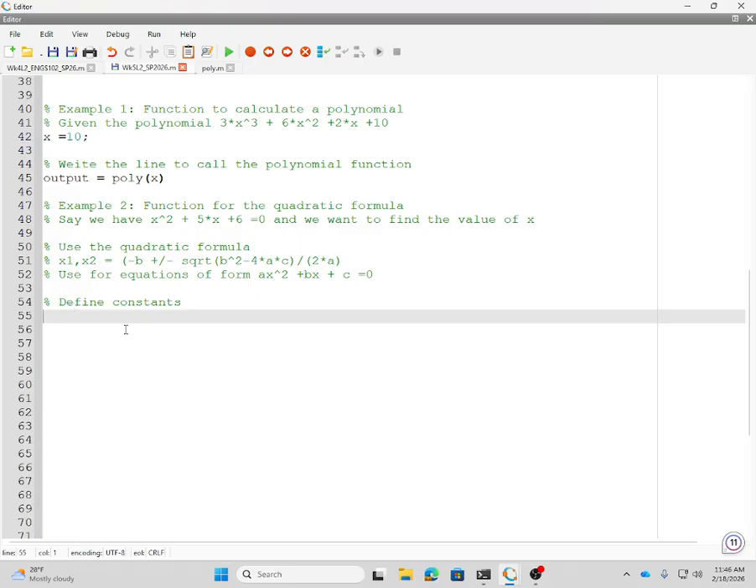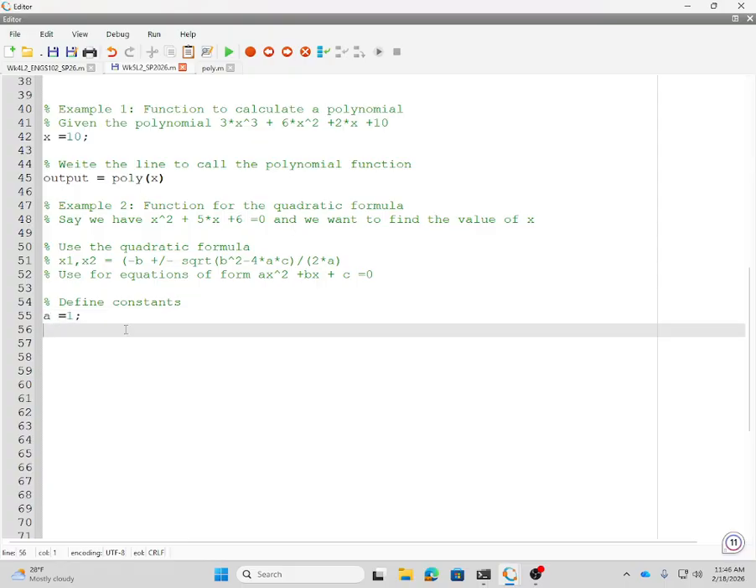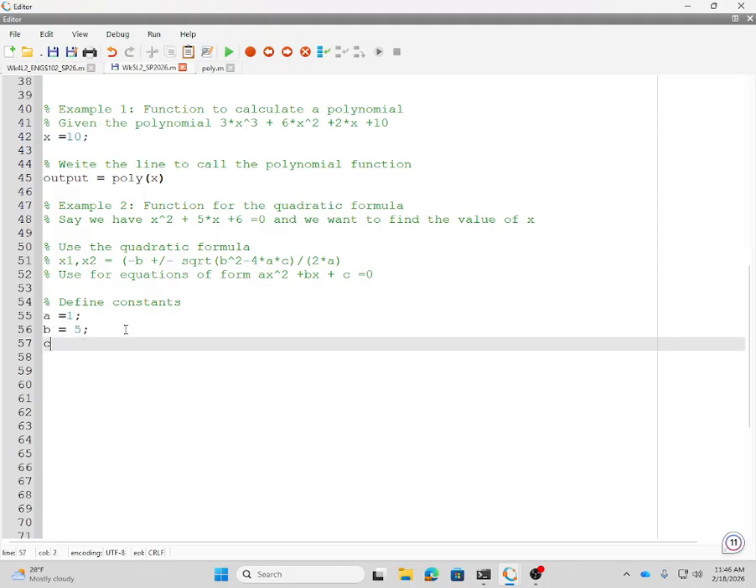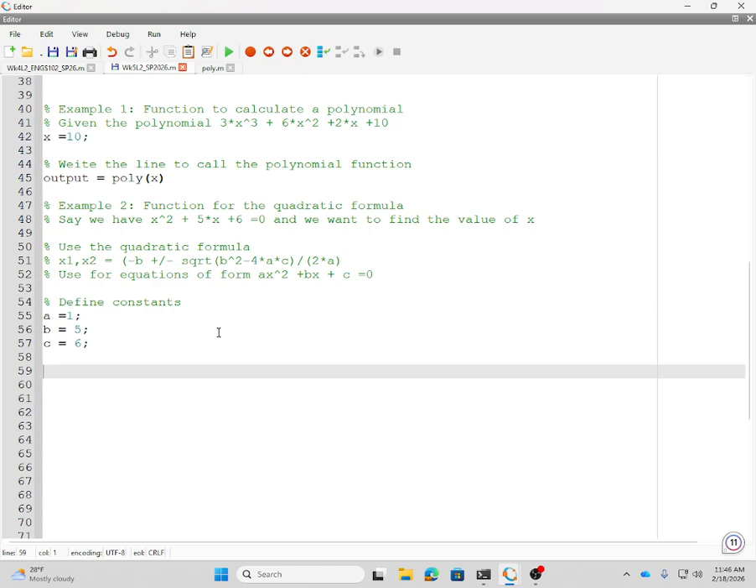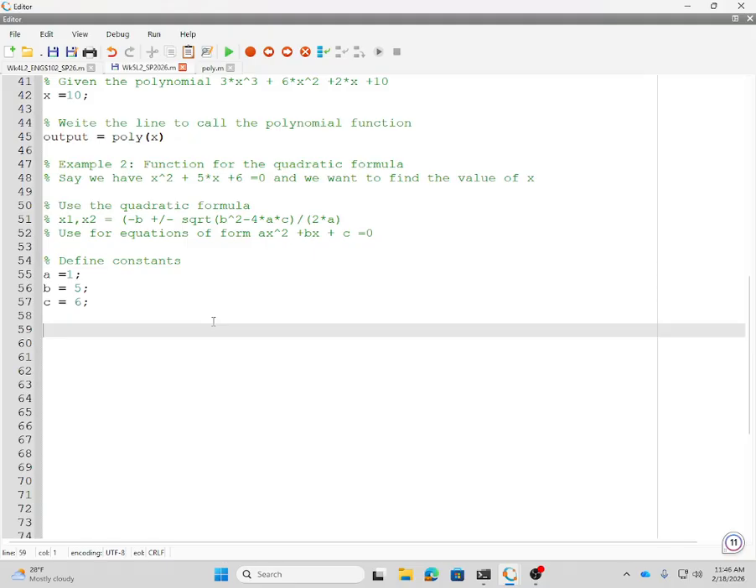All right, let me write them. So you have a equal to 1. You'd like to put a semicolon, right? You don't want to show this ABC. b equal 5 and c equal 6. Okay. Now you'd like to call the function as if you already wrote the function. Did you write the function? Not yet. Okay.